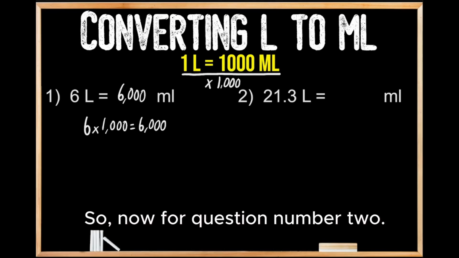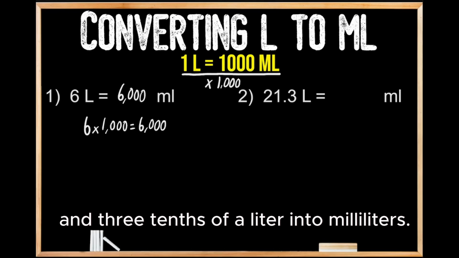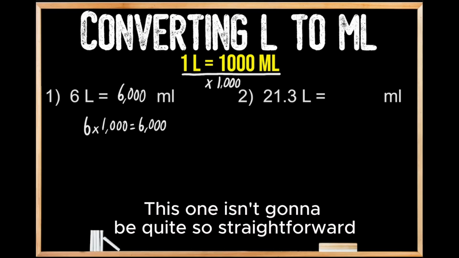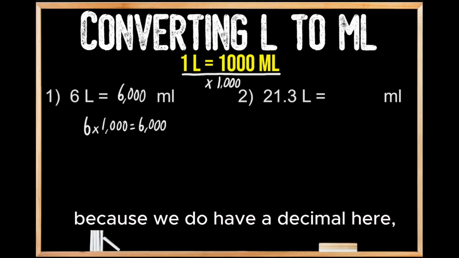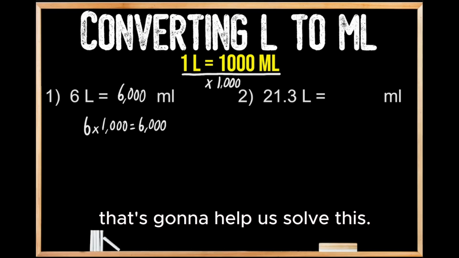So now for question number 2, this time we're being asked to convert 21 3/10 of a liter into milliliters. This one isn't going to be quite so straightforward because we do have a decimal here. But there is a simple trick that's going to help us solve this.